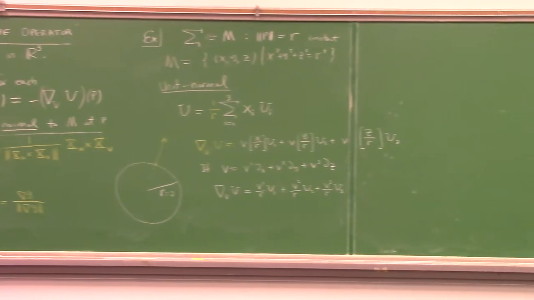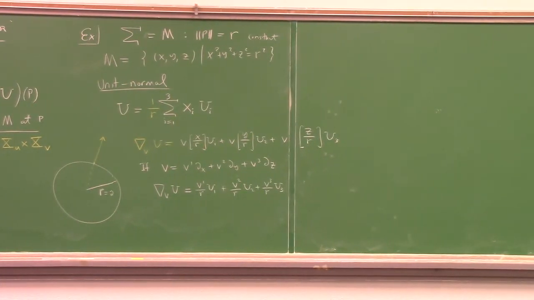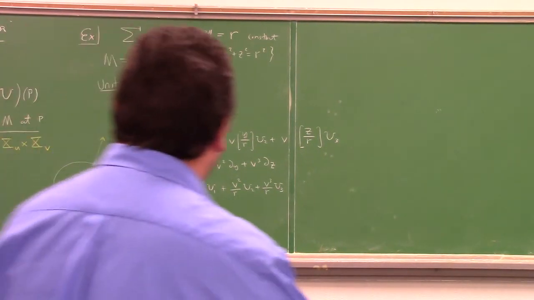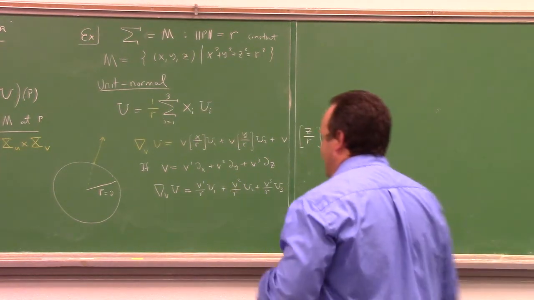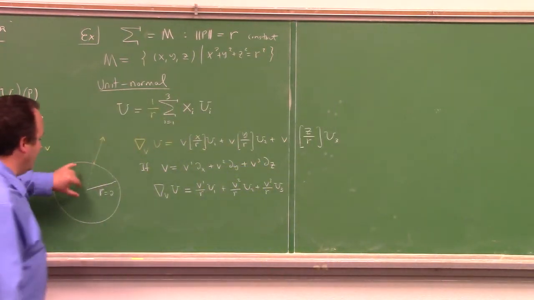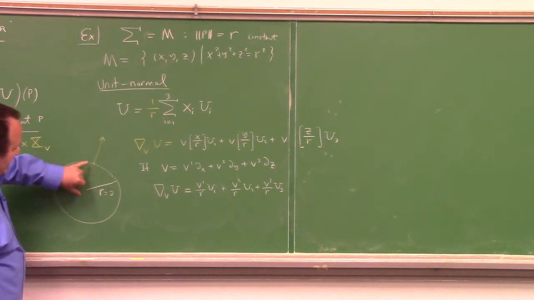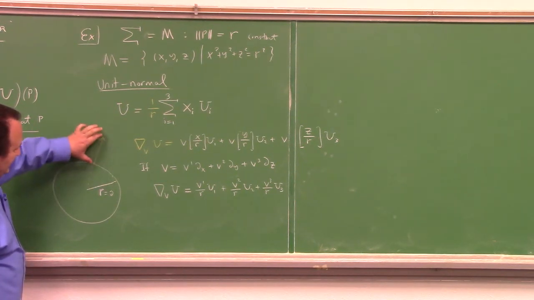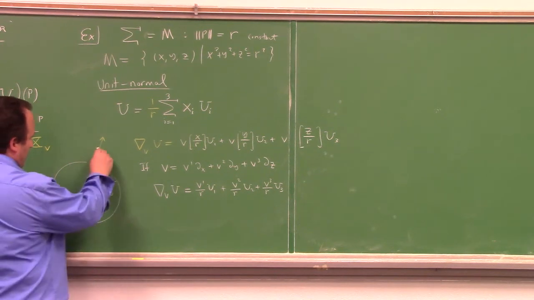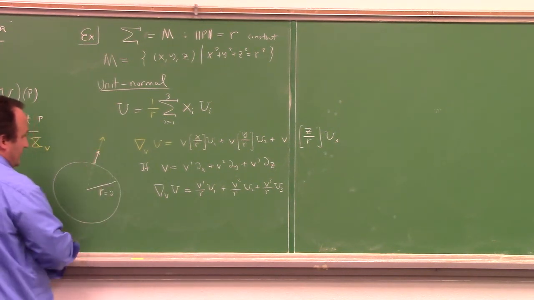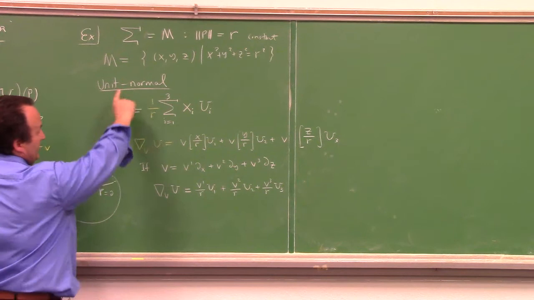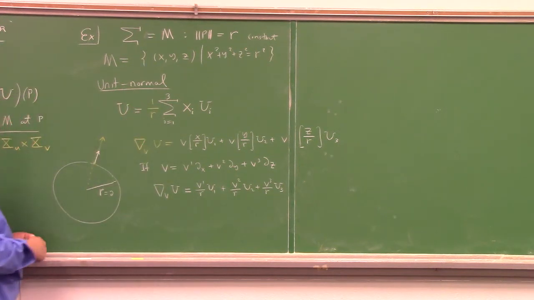So all I was saying was, we were looking at this picture and I was saying, if we make this the unit normal, it wouldn't work because it would have length 2. So we have to divide by 2 to make it a unit normal. But then we divide it by r over here because we're looking at the r sphere.